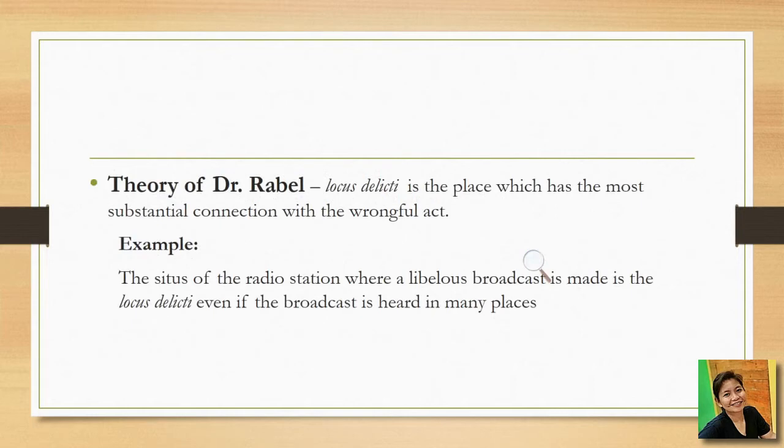The third theory is the theory of Dr. Abel, where locus delicti is the place which has the most substantial connection with the wrongful act. Example of which is the situs of a radio station where a libelous broadcast is made is the locus delicti, even if the broadcast is heard in many places.